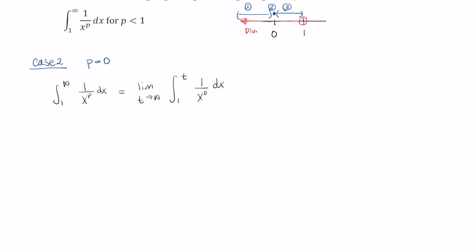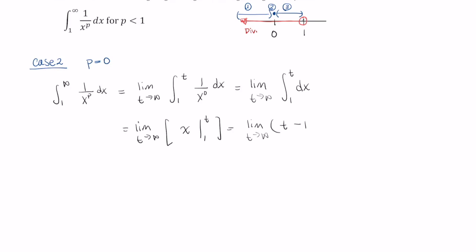Any value to the 0 power is just going to be 1. So this is the limit as t approaches infinity of the integral from 1 to t of just dx. This evaluates to just x, and of course our limit stays in front. So this is x from 1 to t. So we're evaluating the limit as t approaches infinity of t minus 1.